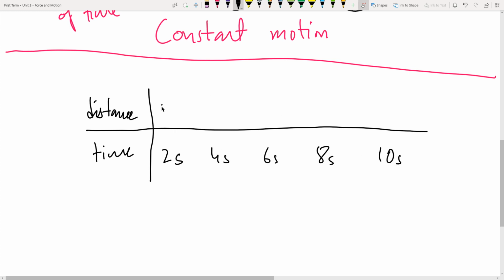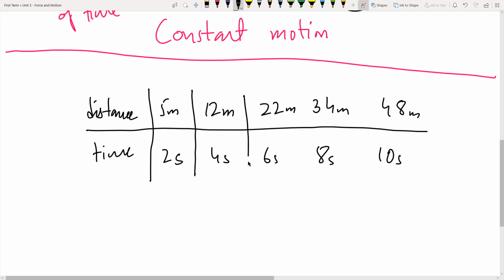In the first 2 seconds, I covered 5 meters. In the next, I covered, let's just say, 12 meters. I'm at the 12 meters marker. And then I'm at 22, and then I'm at 34, and finally I'm at 48 meters. So as you can see, I'm running faster. Compared to the previous walk, I'm covering more distance in total amount of time. We'll cover how we can describe motion.